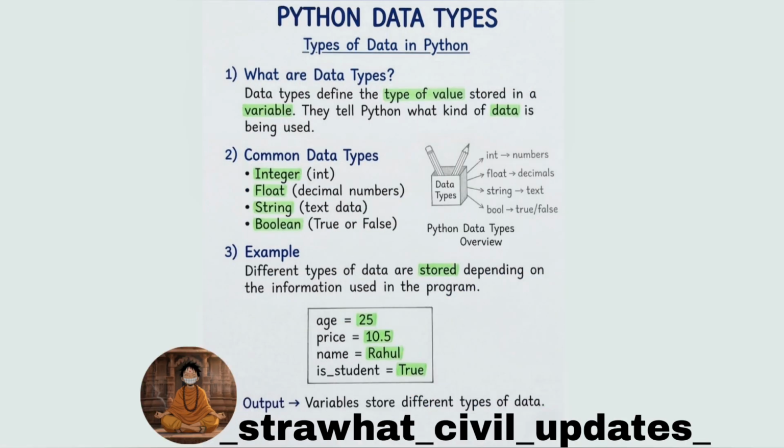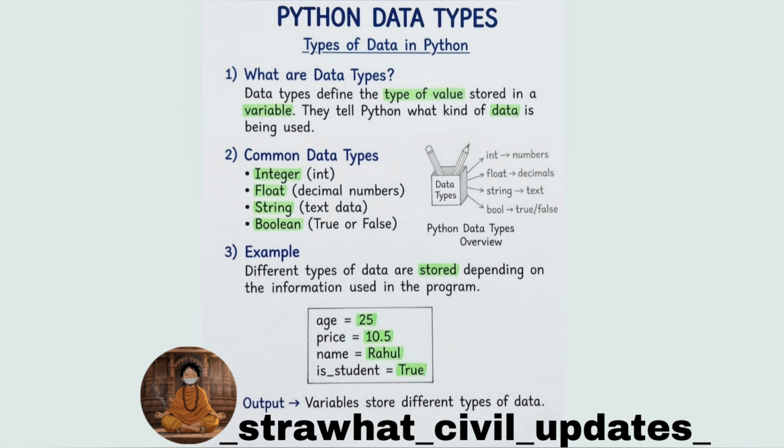Python data types. Types of data in Python. 1. What are data types? Data types define the type of value stored in a variable. They tell Python what kind of data is being used. 2. Common data types. Integer, int. Float, decimal numbers. String, text data. Boolean, true or false. Int means numbers. Float means decimals. String means text. Bool means true or false. Python data types overview.